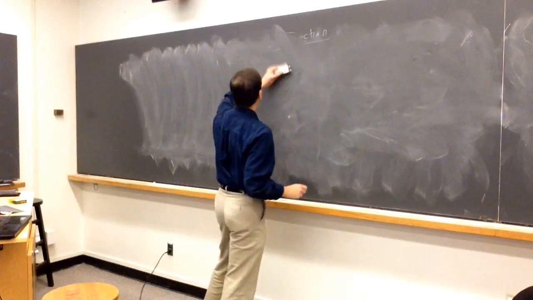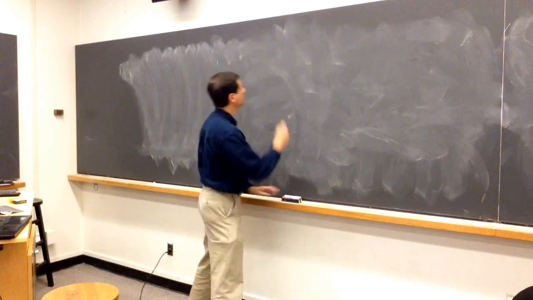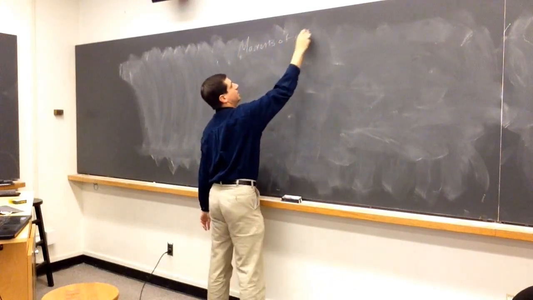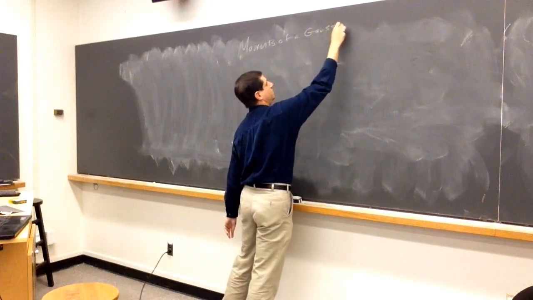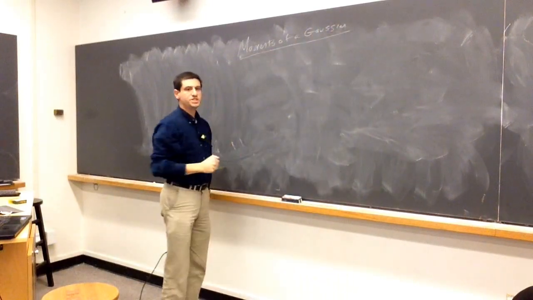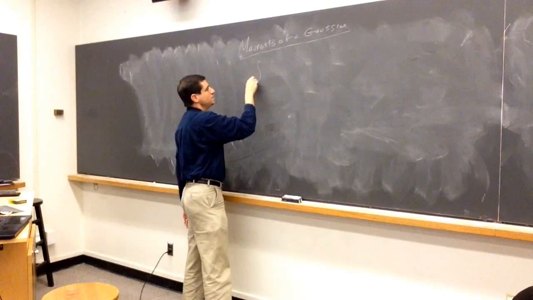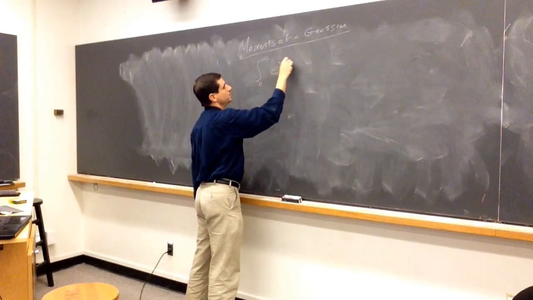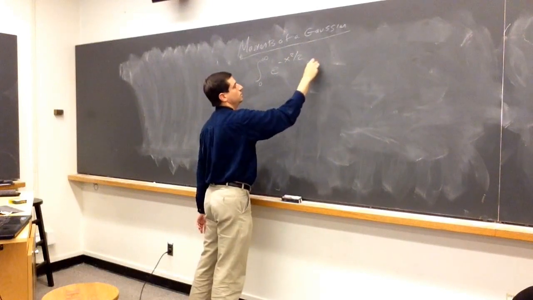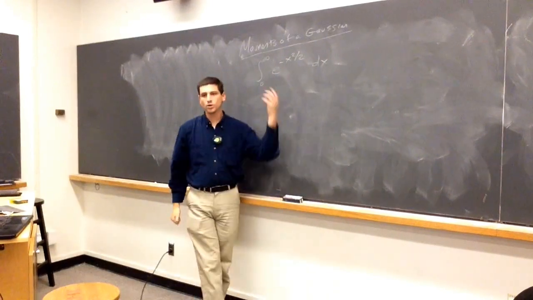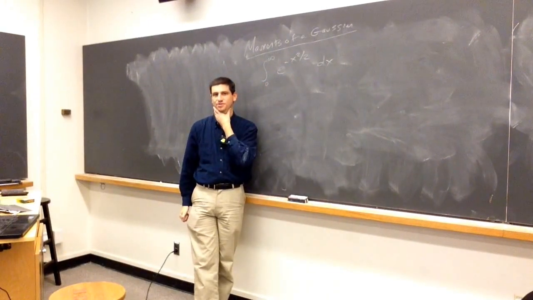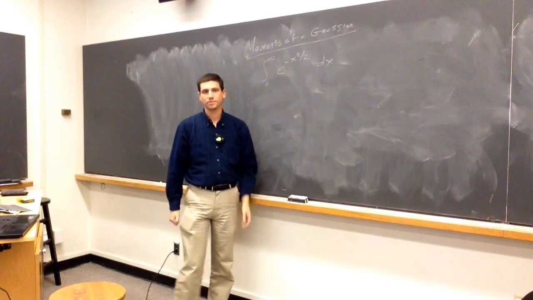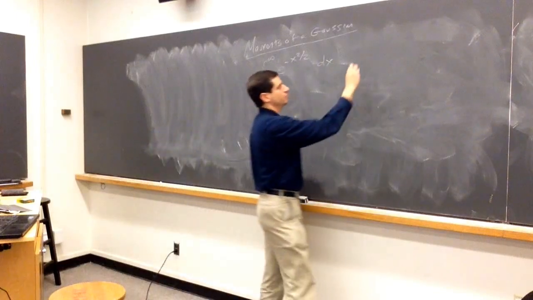So let's look at moments of the Gaussian. Moments of a Gaussian. We start off with, let's integrate from 0 to infinity of e to the negative x squared over 2 dx. What did we have to prove this equals? Square root of 2 pi. Okay. Does this look like the gamma function?